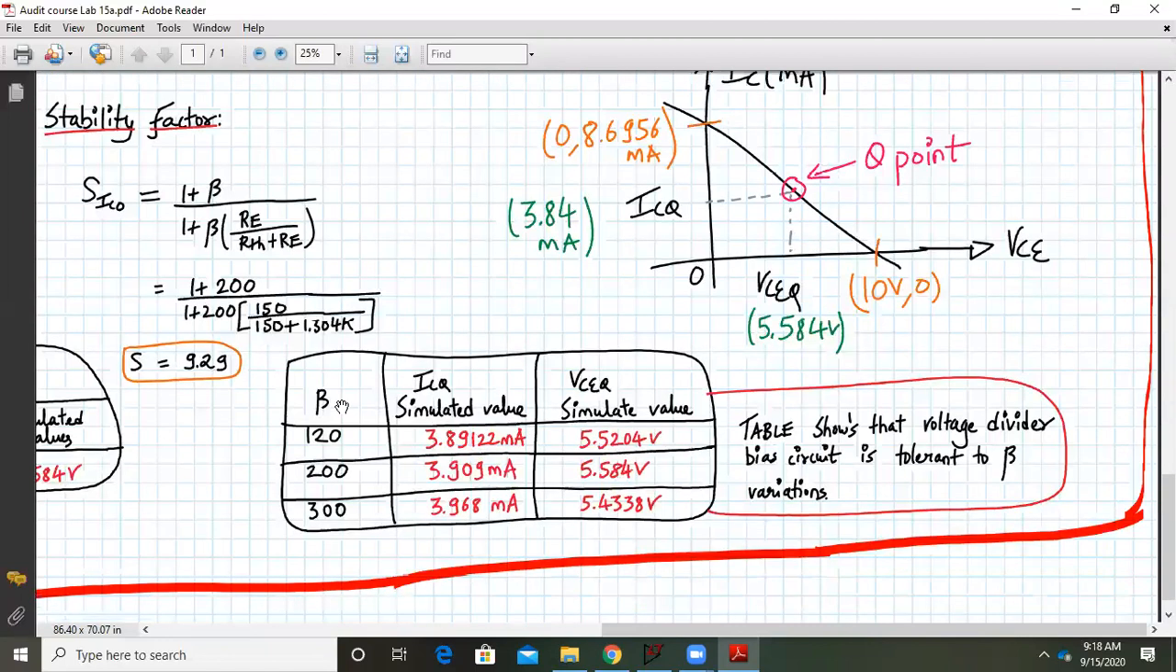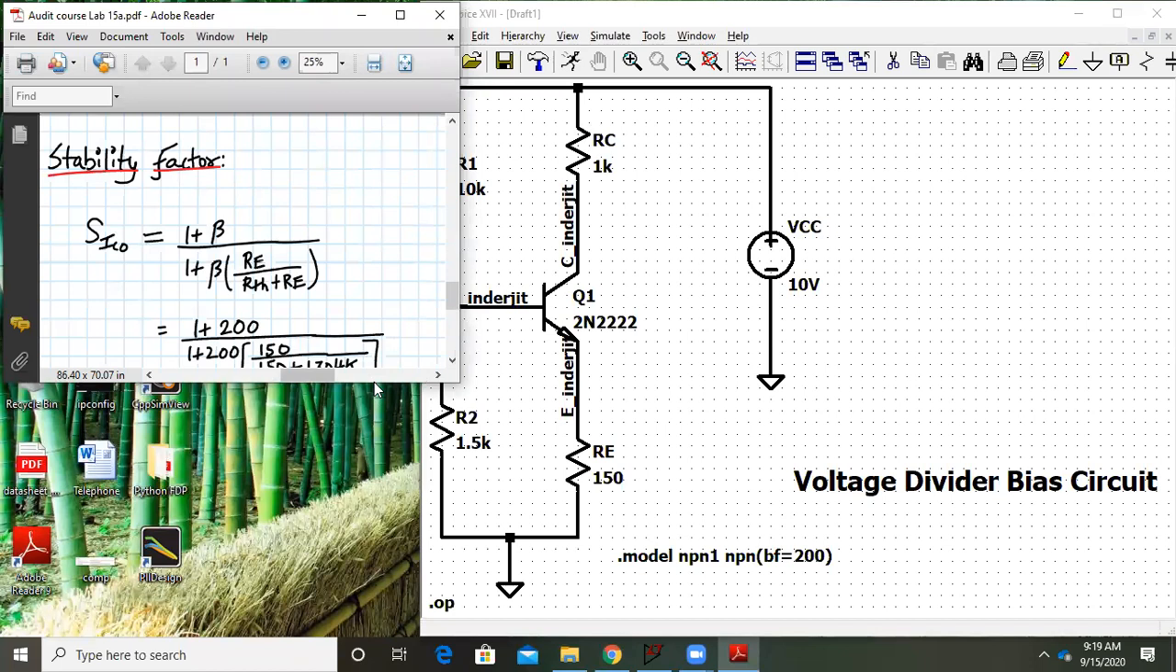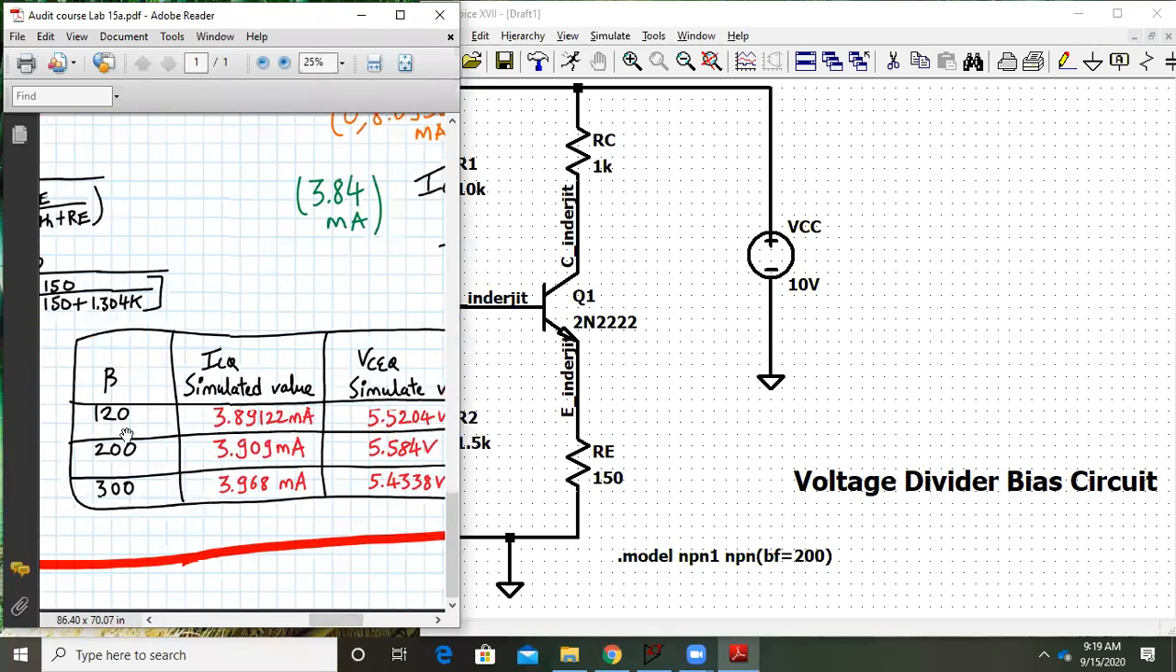So how to do that? We need to select 3 values of beta. We have already done it for beta equal to 200, where we are getting the value of ICQ as 3.909 milliamperes and VCQ as 5.584 volts. Now we'll go to the circuit and select these different values of beta. See, the beta value is 120 over here and 300 over here.